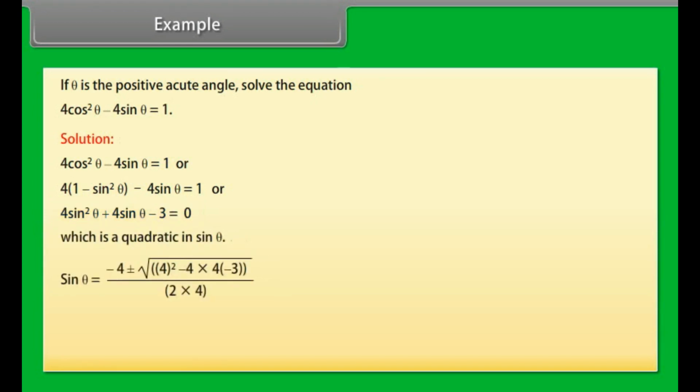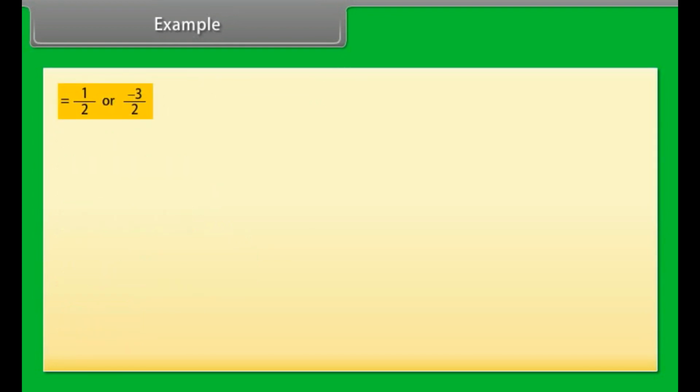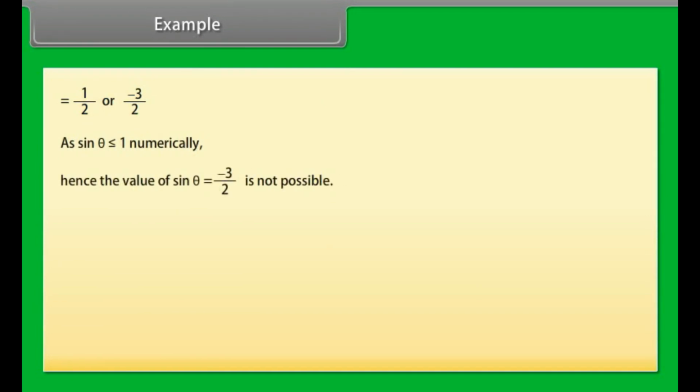Sin of theta is equal to (minus 4 plus minus under root 4 square minus 4 into 4 into minus 3) by 2 into 4 is equal to (minus 4 plus minus 8) by 8 is equal to 1 by 2 or minus 3 by 2. As sine of theta is less than or equal to 1 numerically, the value of sine of theta equal to minus 3 by 2 is not possible. Therefore, sine of theta is equal to half is equal to sine of 30 degree. So, theta is equal to 30 degrees.